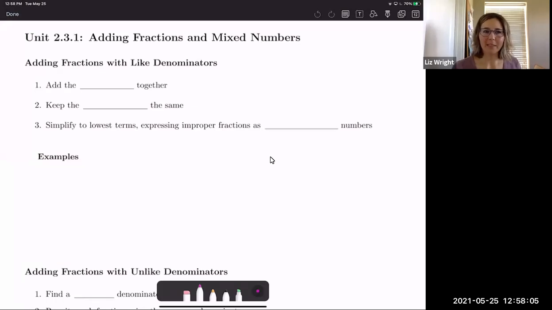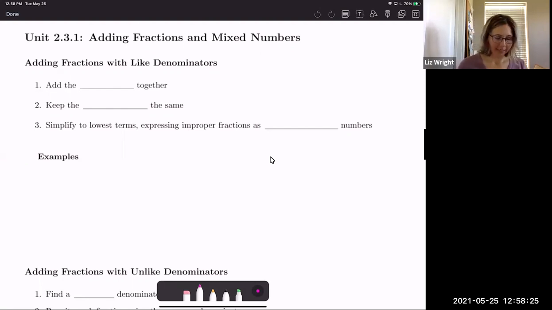Hi everybody. In this video, we are going to be talking about unit 2.3.1, which is adding fractions and mixed numbers. And first, we're just going to start pretty easy where we're just adding fractions with like denominators. So denominators that are going to be the same or they're like one another.